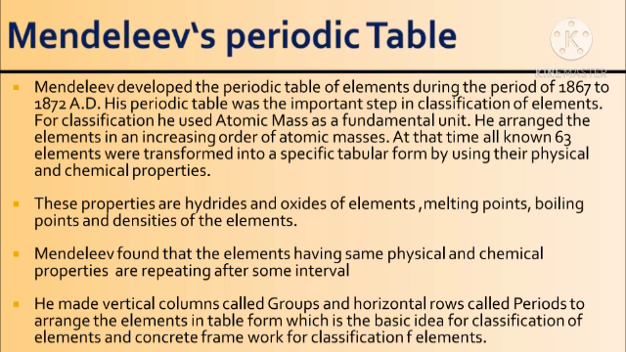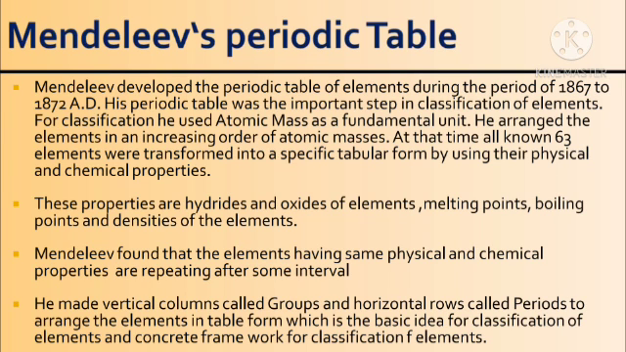At that time, all 63 known elements were arranged into a specific tabular form by using their physical and chemical properties, and that table is known as Mendeleev's periodic table. These properties are hydrides and oxides of elements, melting points, boiling points, and densities of the elements. These properties were considered for the classification of the elements by Mendeleev.